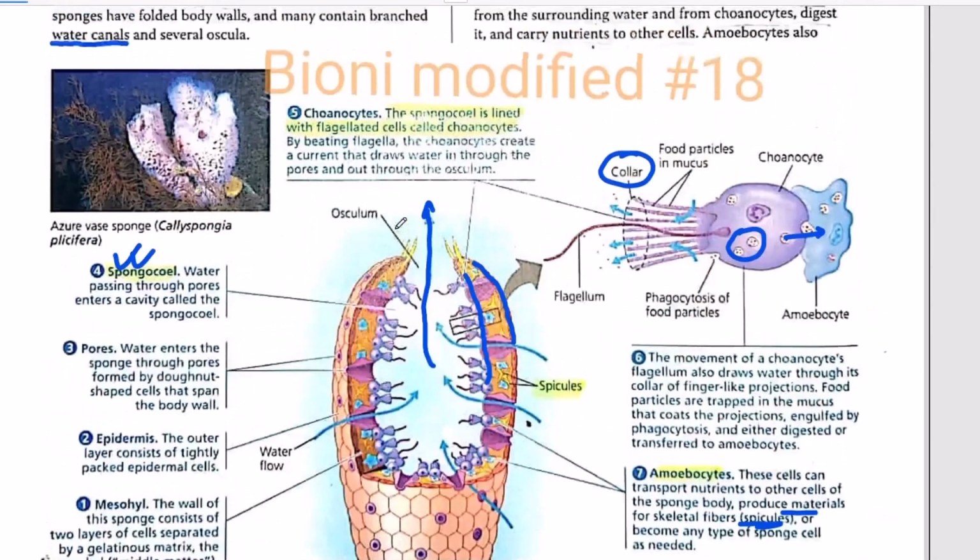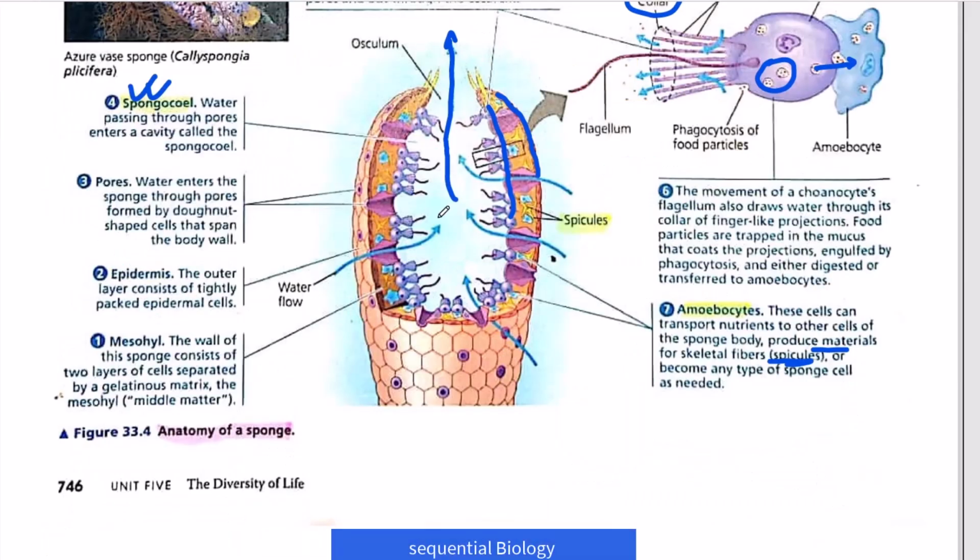My channel Sequential Biology. In this video we will discuss phylum Porifera and their classification up to subclass. First we will see the general body plan of a common representative of this phylum, that is the sponge.